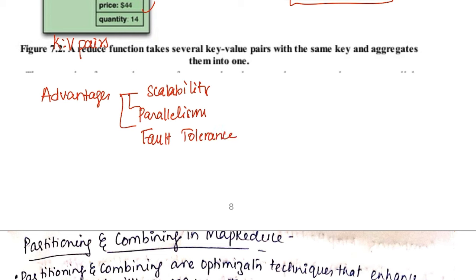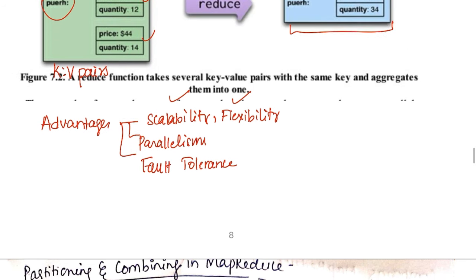So if a node fails, the framework will reassign the task to another node, and that node will execute the functionality. Scalability and flexibility are nearly the same. If it is scalable, it is flexible, of course, because it is supporting thousands of bits of data to run in this process, right? So thereby it is efficient here.